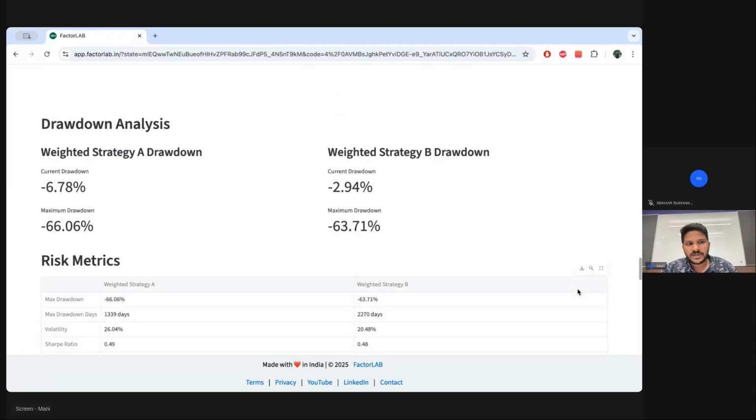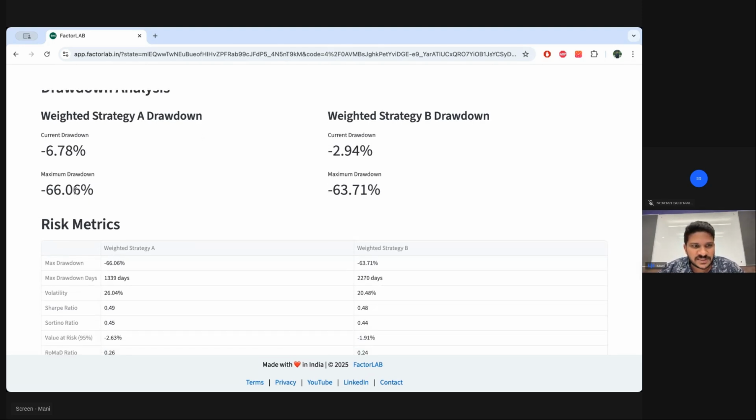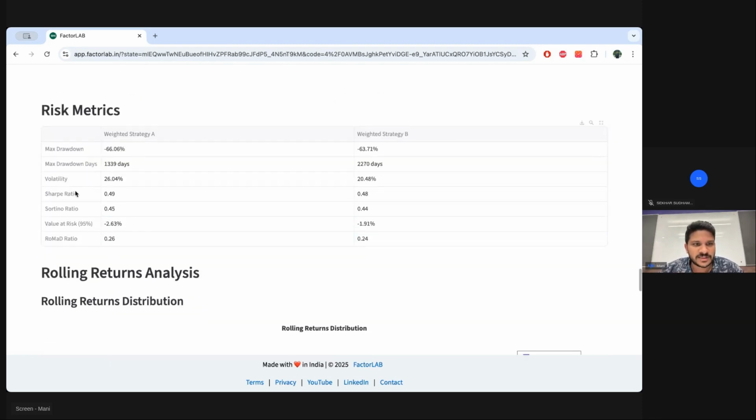Then we further dive deep into the drawdown numbers. There are two metrics here that could be of interest to you. One is the maximum drawdown, minus 66% versus minus 63% for its benchmark. As we calculate drawdown for almost every day, out of all the drawdowns, the maximum drawdown is what you're seeing here. The current drawdown is the latest or the recent drawdown, right? You can think of these maximum drawdowns as another lens before you make an informed decision.